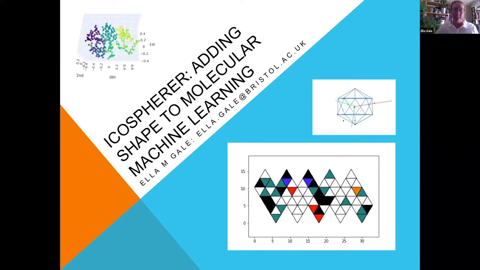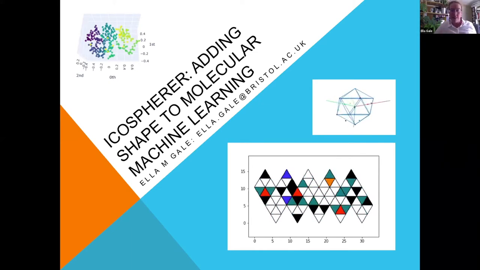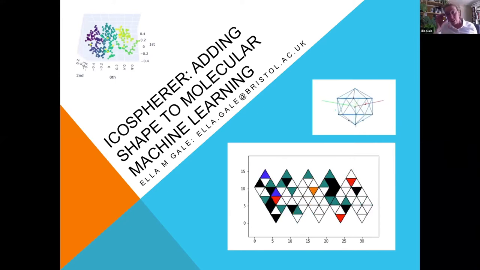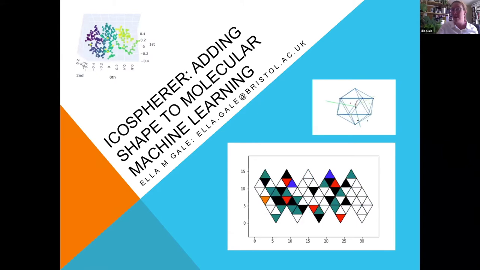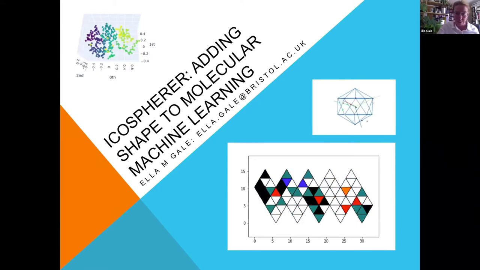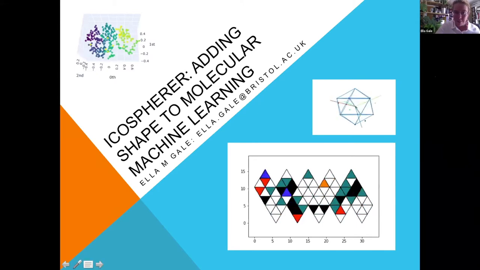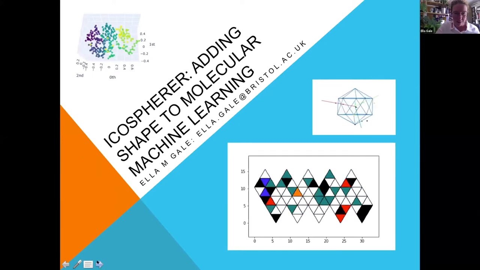So I'm going to talk today about ICOSPHERER, which is a suite of programs I'm working on to add shape to molecular machine learning and make the best use of small data sets. Okay, as soon as I figure out how to advance the slide, there we go.